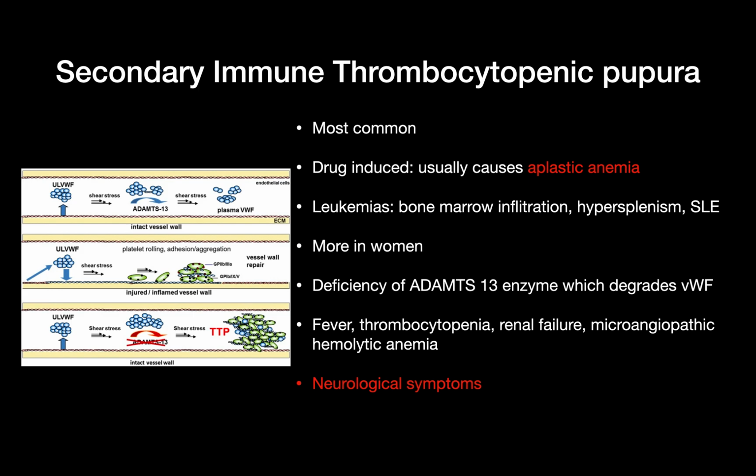Secondary immune thrombocytopenic purpura is the most common. It's usually caused by drugs, which will cause the aplastic anemia. Leukemia will also be a cause. That's the bone marrow infiltration, hypersplenism, or systemic lupus erythematosus. It's more in women, and there's a deficiency of the ADAMTS 13, which degrades the von Willebrand factor, and it presents with a lot of non-specific symptoms. Besides that, the more characteristic symptoms would be the neurologic symptoms, so important to know.